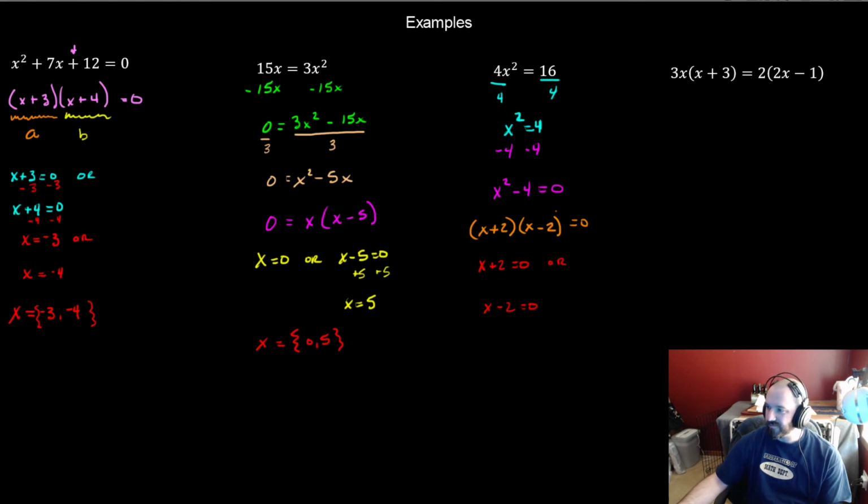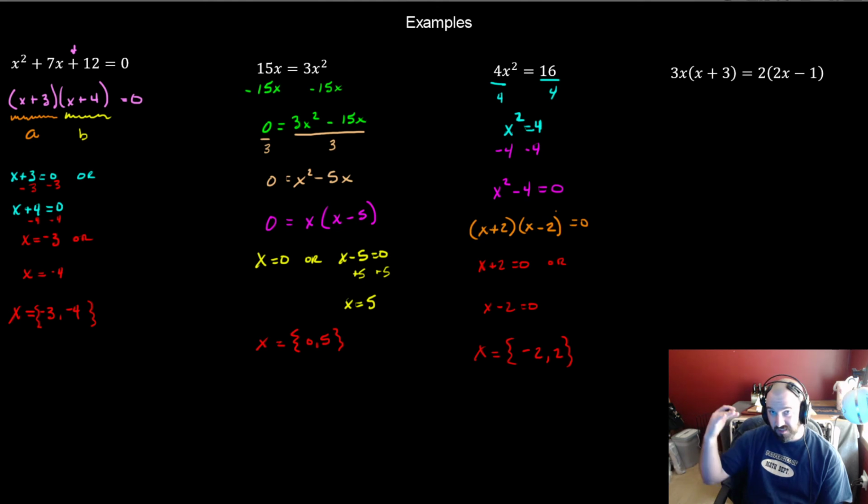And then solve. So from here, x is equal to negative 2 or 2. And there you go. That's it. Finally, we have this monstrosity.